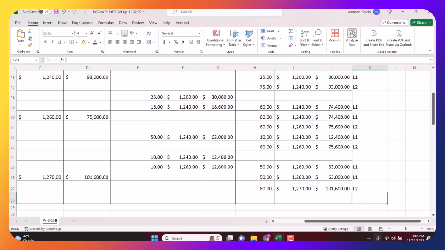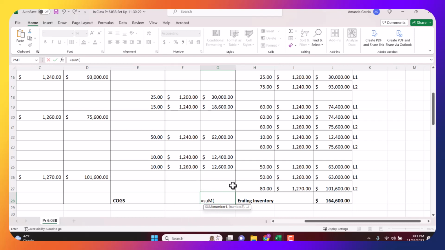L2. All right, so what is our ending inventory? Well, ending inventory is 63,000 in layer 1 plus 101,600. So this is ending inventory. So my ending inventory is 164,600. My COGS, or cost of goods sold, all I'm going to do is add up everything in the total column on cost of goods sold.